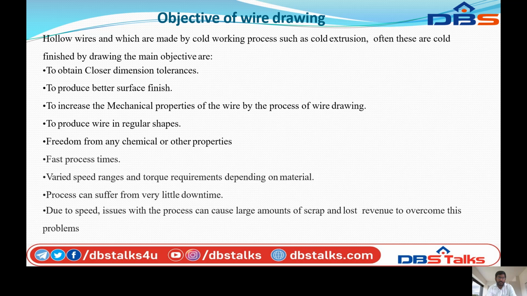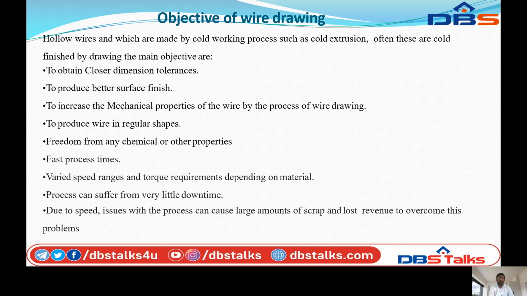Varied speed range and torque requirement depending on the material. The process can suffer from very little downtime. Due to the speed, issues with the process can cause a large amount of scrap and lost revenues. These are the main objectives of wire drawing.